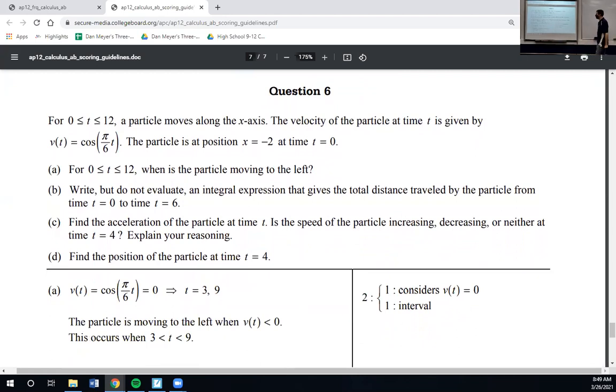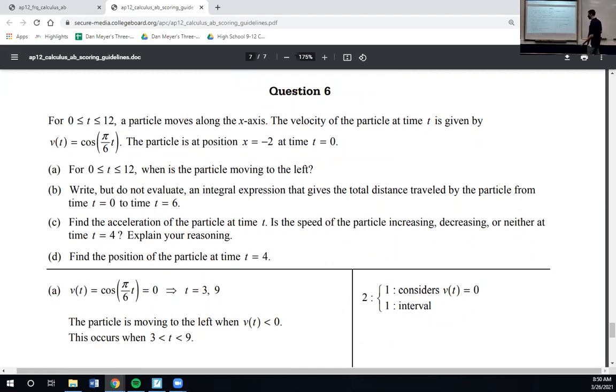So, first off, to figure out when we're to the left, we also need to figure out where it's 0. So those are our points to figure out so that we can make a sign chart. That's going to be at t equals 3 and at t equals 9, because cosine is 0 at pi over 2 and 3 pi over 2. And so the places that will make it pi over 2 and 3 pi over 2 are at t equals 3 and t equals 9. And between 3 and 9 is when that velocity is negative.